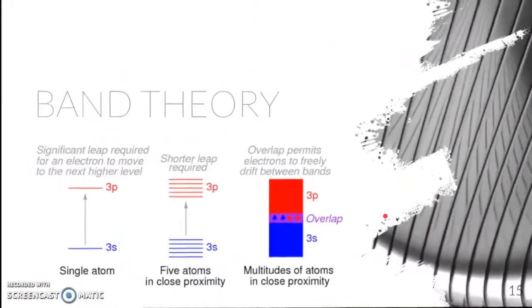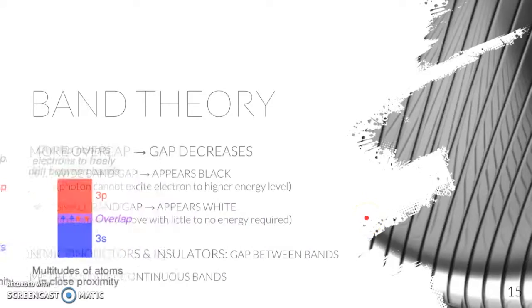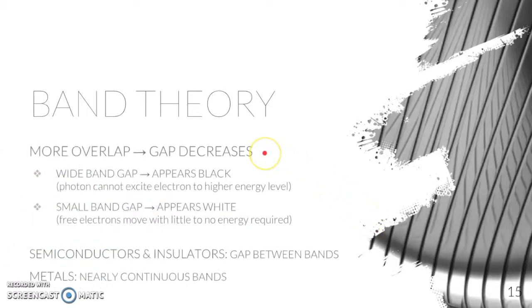Building off this concept of electrons rising or falling in energy levels, we get to band theory. When atoms combine to form substances, the outermost orbitals merge, which provides a greater number of available energy levels for electrons to assume. When a large number of atoms are close to each other, these available energy levels may form a band. Overlaps between these bands allow electrons to drift freely through different energy levels. More overlap means a decrease in the gap between energy levels. Wide gaps mean that a substance appears black because it absorbs all wavelengths, whereas small band gaps appear white because they don't absorb. Semiconductors and insulators often have a gap between bands, whereas metals have nearly continuous bands.